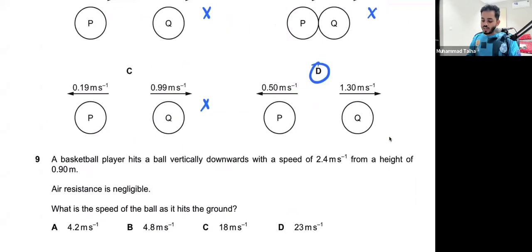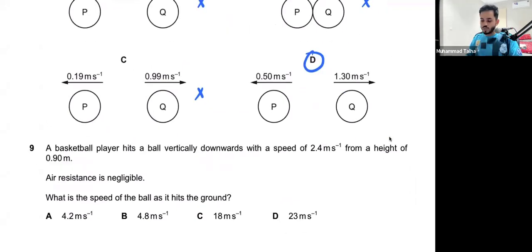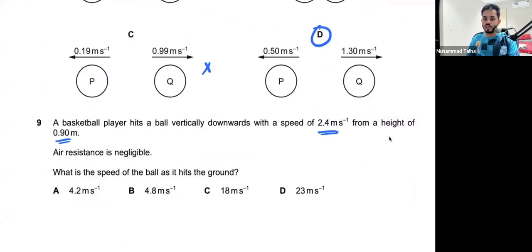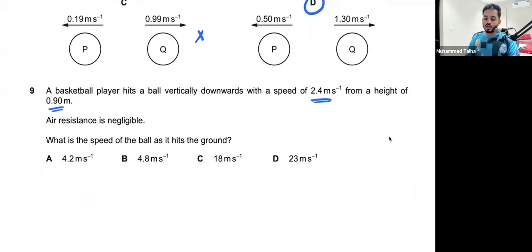A basketball player hits a ball vertically downwards with a speed of 2.4 meters per second from a height of 0.9 meters. Air resistance is negligible. What is the speed of the ball as it hits the ground? Again, there are two ways to do this. The first one is just using equations of motion.